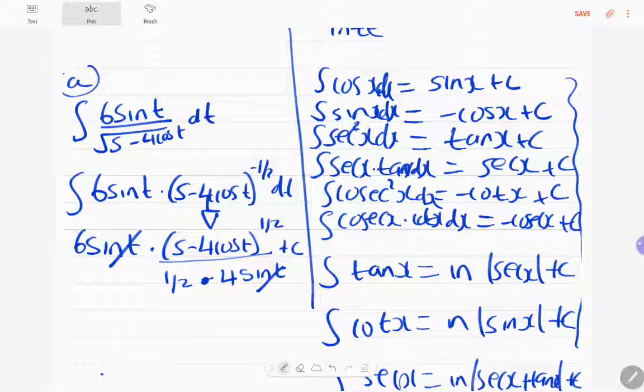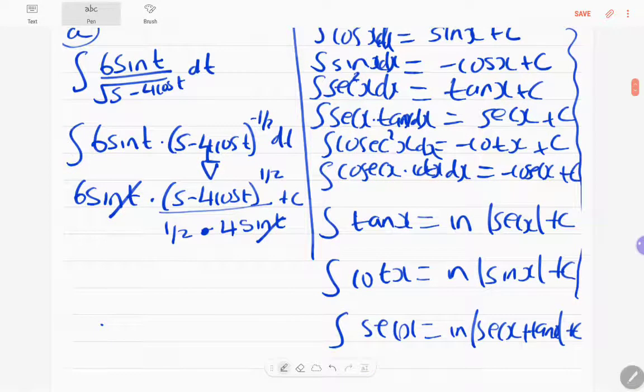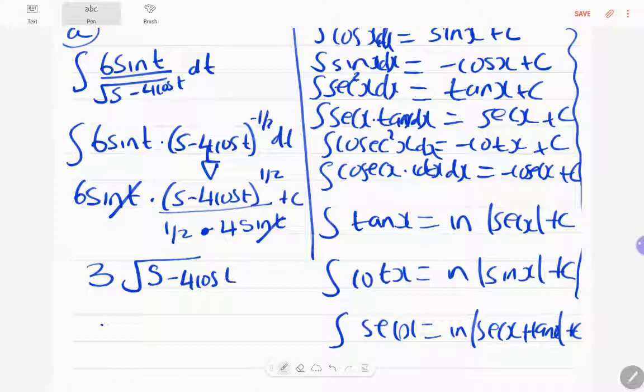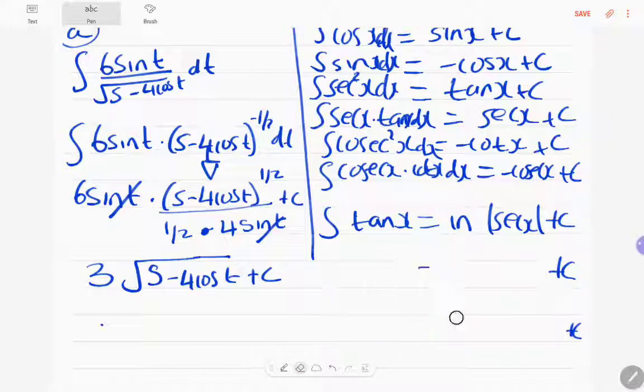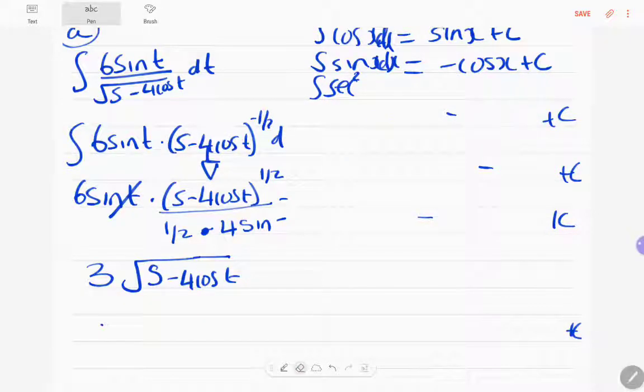6 divided by 2, it will be how much? It will be 3. So our final answer would be 3 root of 5 minus 4 cos t plus c. This is how we answer. Let me wrap this side because I no longer have space.